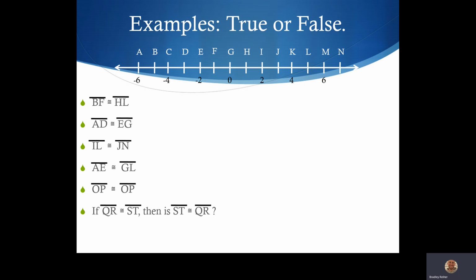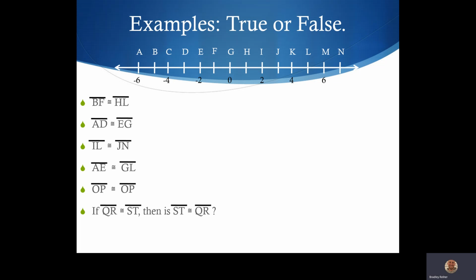Segment IL has a length of 3. Segment JN has a length of 4. Make sure you write those down. They're not equal, so they're not congruent. Segment AE has a length of 4. Segment GL has a length of 5. They're not equal, so they're not congruent.